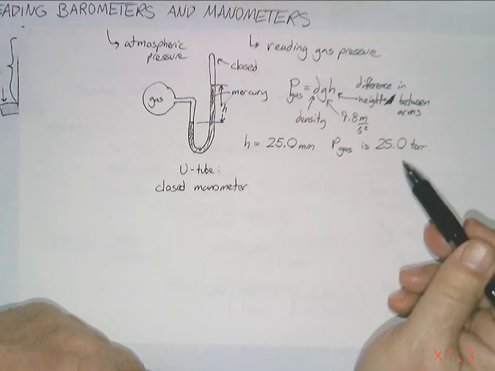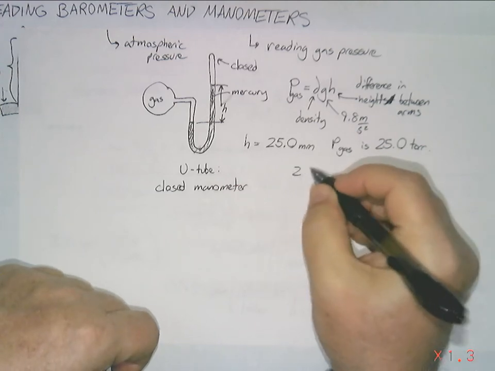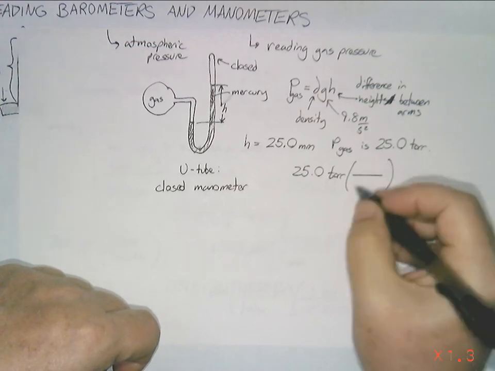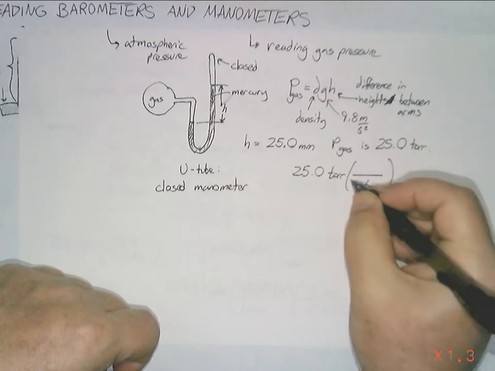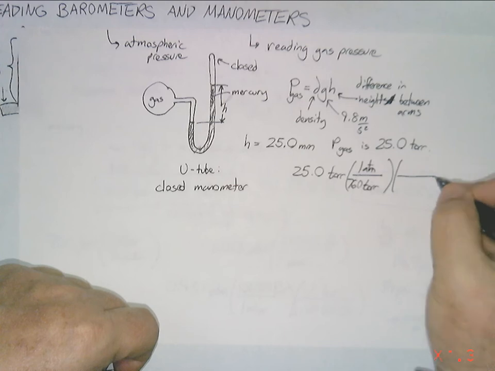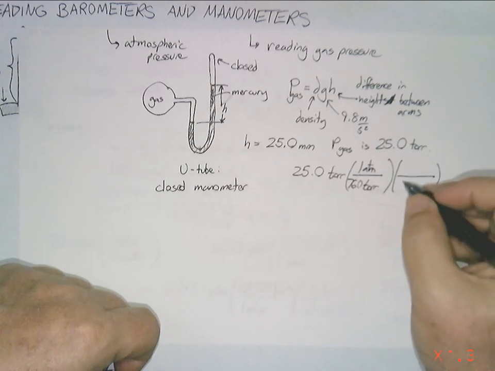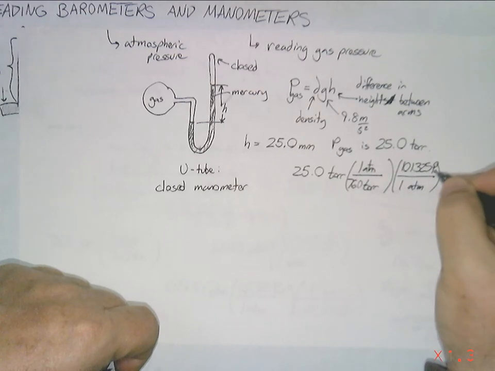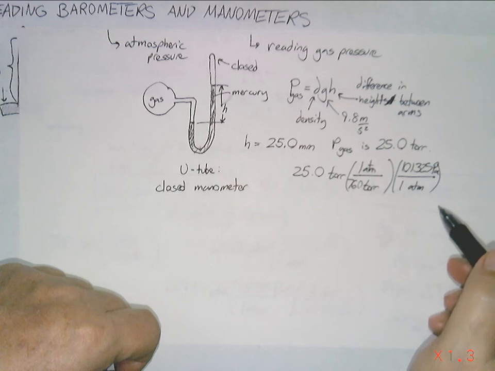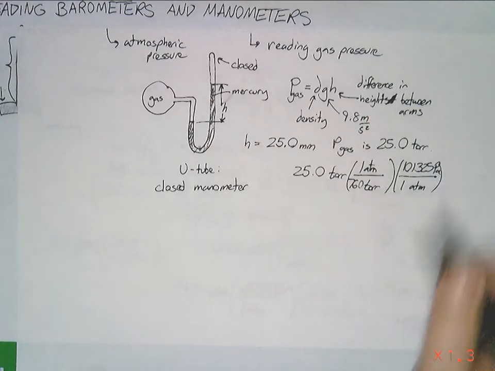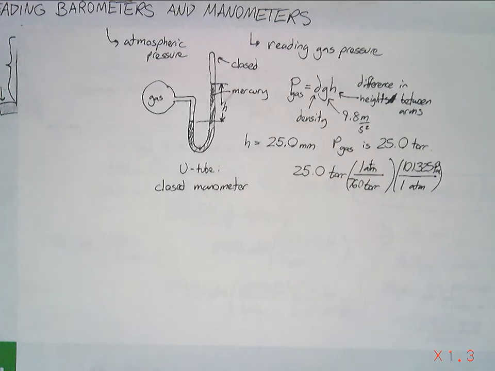And if I wanted it in pascals, then I could convert Torr into pascals like this. I know that there's 760 Torr in 1 atmosphere. And I also know that 1 atmosphere is 101,325 pascals. So I would have to do a unit conversion using the unit conversion factors that we were talking about on the previous page if I wanted it in pascals. But I could read it right off in Torr, and that would keep things simple.